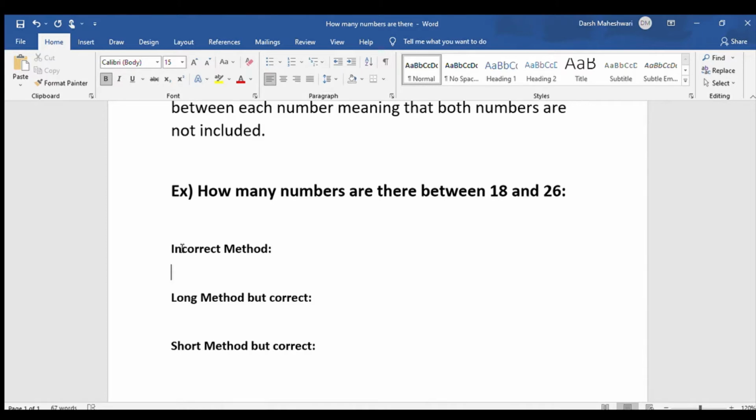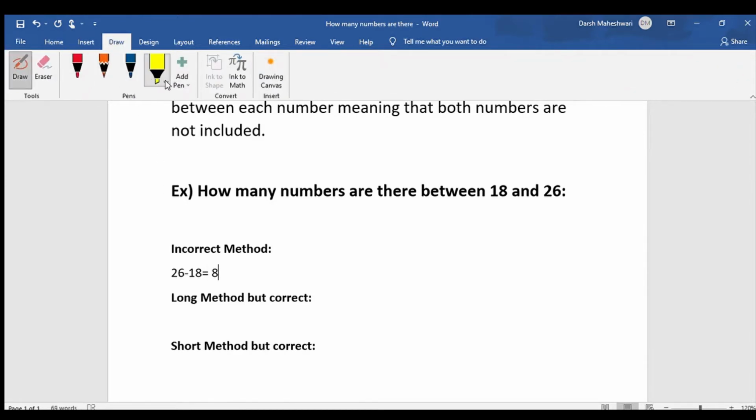The incorrect method would just be subtracting the two numbers, 26 minus 18, and getting your answer, which in this case would be 8. If you do it this way, I'll highlight it in red so you guys know that it's wrong. You would get 8, but that is wrong.